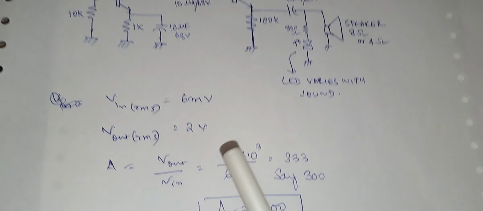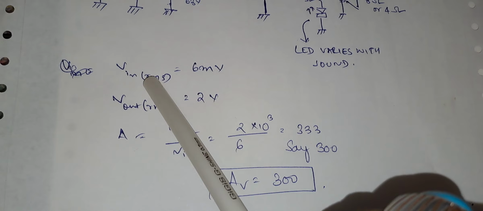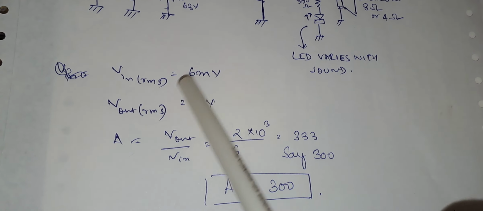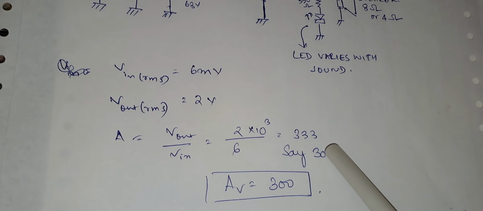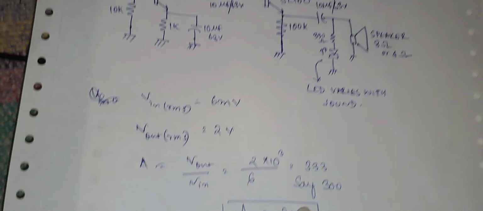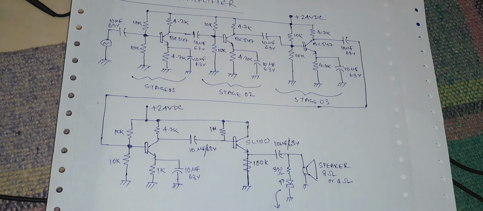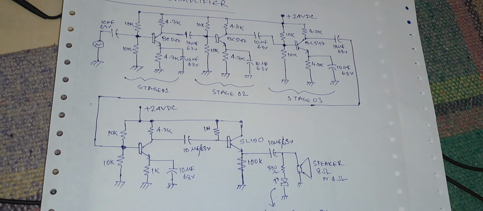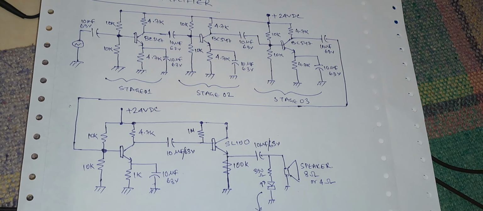If you see here, this is the voltage gain calculation. The input voltage is nearly 6 millivolts and the output voltage is 2 volts. If we divide, the voltage gain comes to 333. So say it is 300. This is how this amplifier is wired and how it is performing. This amplifier needs some enhancement, so we will be doing it in the next videos. Thanks a lot. Thanks for watching.